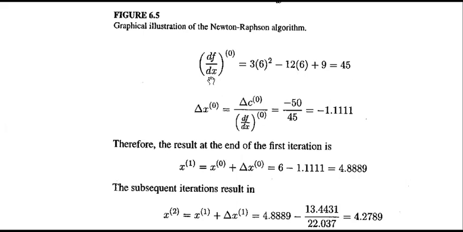Actually, in some texts, this derivative part is considered as the Jacobian matrix as well, especially for multiple variable scenarios. Like in this case, you have only one variable x, but in some cases you might have more than a single variable, like x1, x2, x3. For that case, you need to address the issue of partial derivatives. For this case, it is a simple derivative because of the single variable.